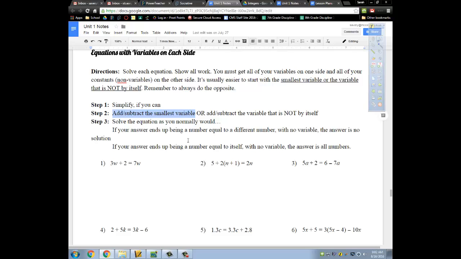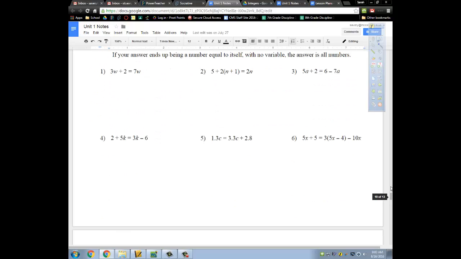You might still have negatives, but you won't have as many. So I always choose the smallest variable, or if you have a problem like numbers 1 and 2, where you have a term that's all by itself already, then we're going to add or subtract the variable that is not by itself. So once we get to number 1, we want to bring that 3w over to the 7w. So we want to combine our w's. And then we would just solve the equation like we normally would. So the only new thing is knowing which variable to choose.